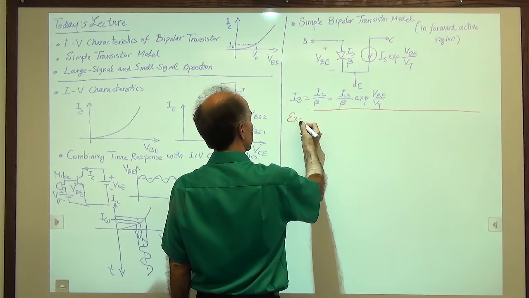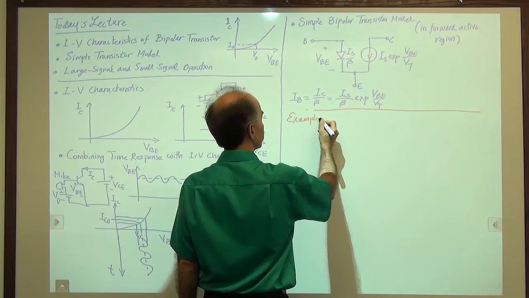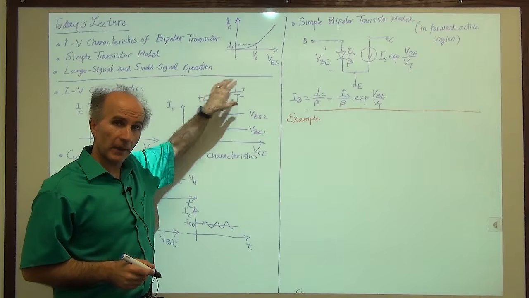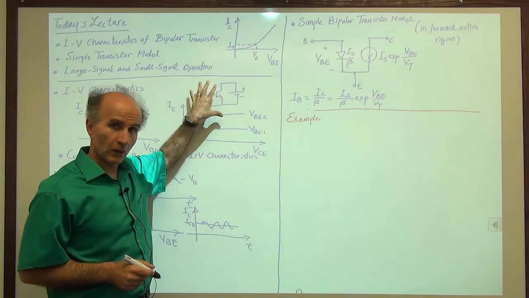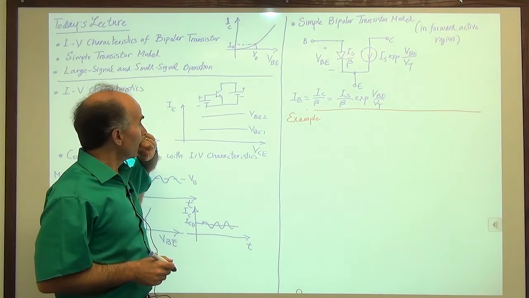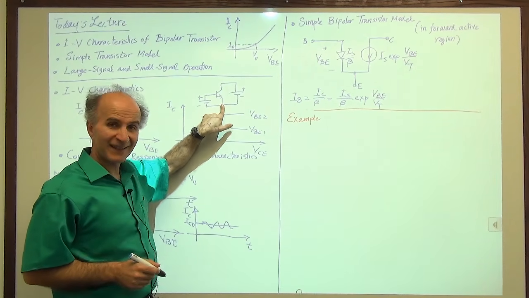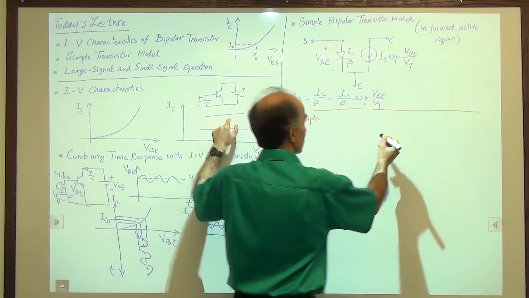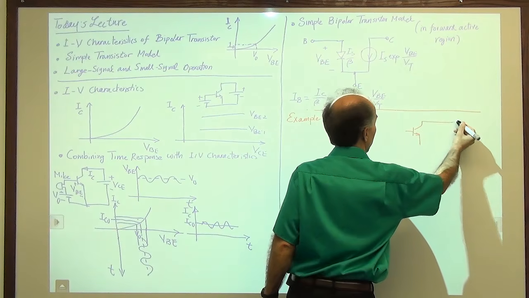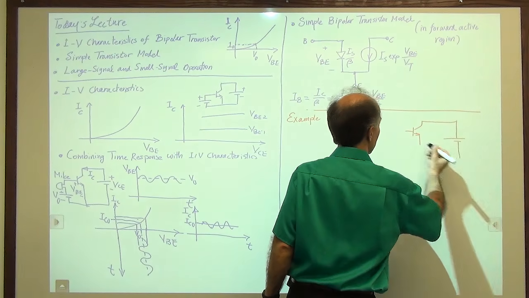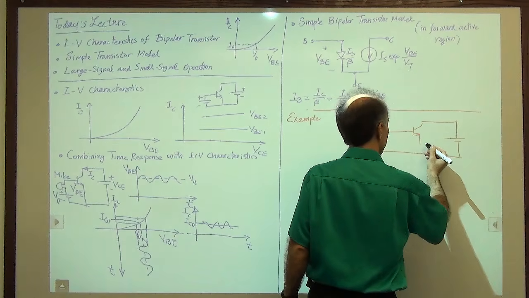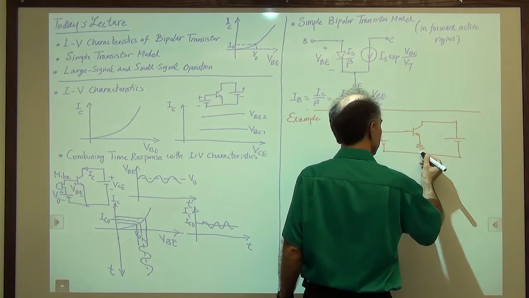So here's an example. Remember this little circuit here? We have a battery here, and a transistor here. All biased up in forward active region. We're happy with it. Now let me try to modify this slightly. So here's what I'm thinking. I have a battery here. I have a battery here. And I insert a resistor here.